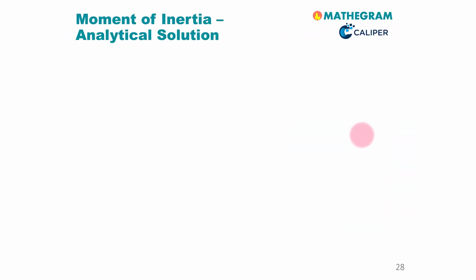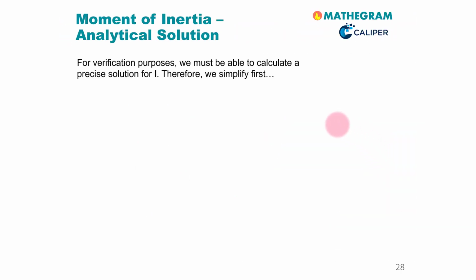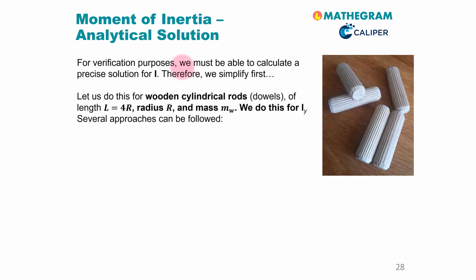Let us now look at an analytical solution. This is needed for verification purposes, for example. We need to also pick a concrete example. And here we have picked wooden cylindrical rods or dowels that are heavily used in the furniture industry. Let us assume that the length of these dowels is 4 times the radius of the dowel and that the dowels have a mass of mw.